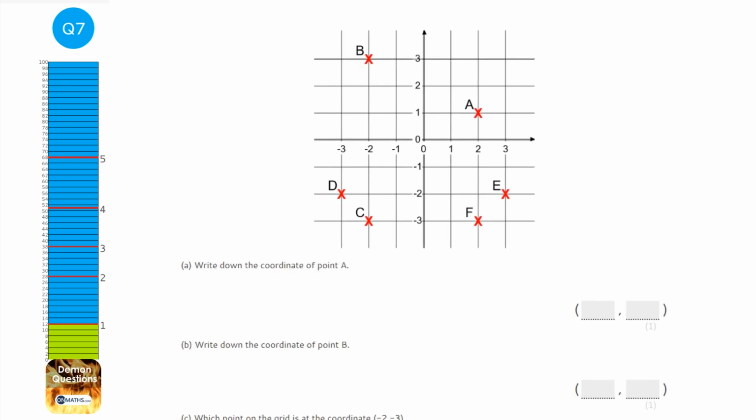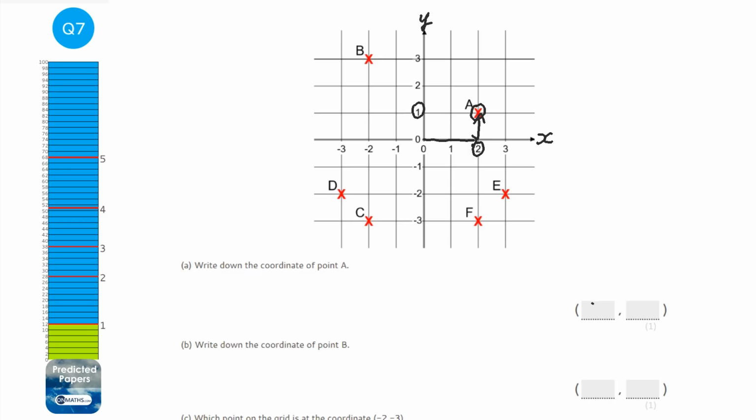Okay, so this question is about coordinates, and the biggest mistake with coordinates is getting them the wrong way around. So point A, which is this one here, it's either going to be 2, 1 or 1, 2. And the way of remembering it is you always go across first and then up. You go along the corridor, up the stairs. Okay, so you always read off the x-axis and then the y-axis.